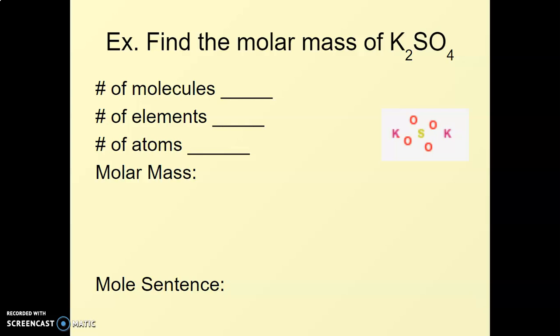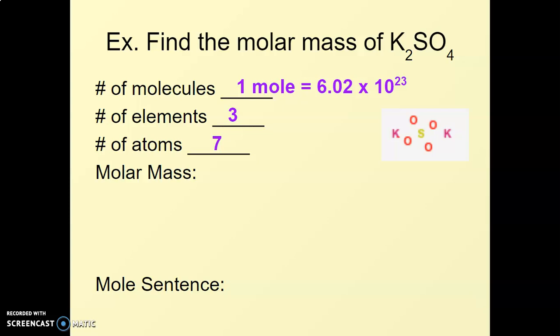Let's try another example, this time with a molecule. We're looking at K2SO4. So, for the number of molecules, for the molar mass of that molecule, we want 1 mole of molecules, so 6.02 times 10 to the 23rd molecules. How many different elements do we have? We have 3 different elements we're looking at here: K, S, and O, potassium, sulfur, and oxygen. And for the number of atoms in each molecule, there's 2 potassiums, 1 sulfur, and 4 oxygens, so add those all up. We have 7 atoms in each of our molecules.